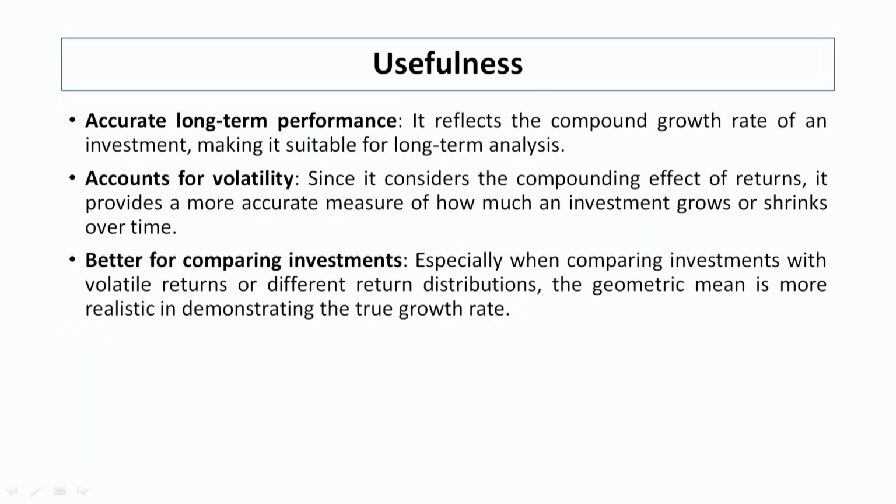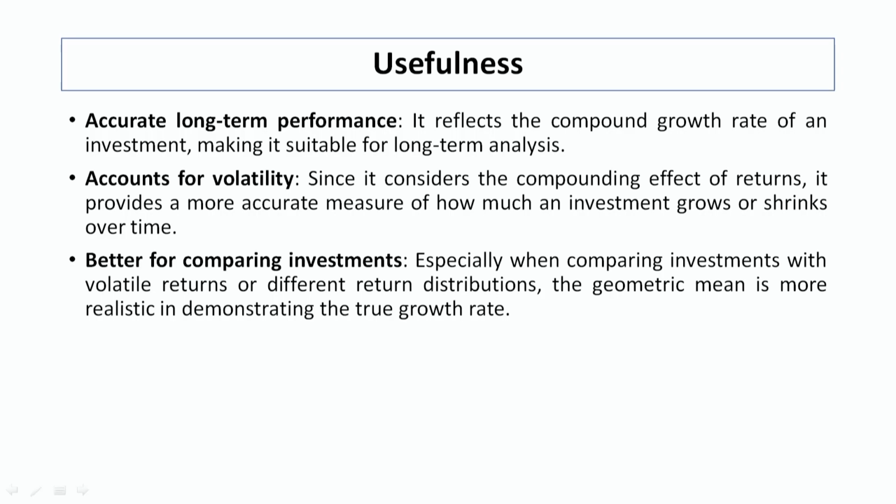Now, what is its usefulness? Accurate long-term performance. In case of arithmetic mean, we are not accumulating the returns which we are getting, or we are not adding back. But in case of this geometric mean, we are adding back the amount of return we are getting. So, there is a compound growth effect which can be easily measured with the help of geometric mean, which is a basic flaw in arithmetic mean.